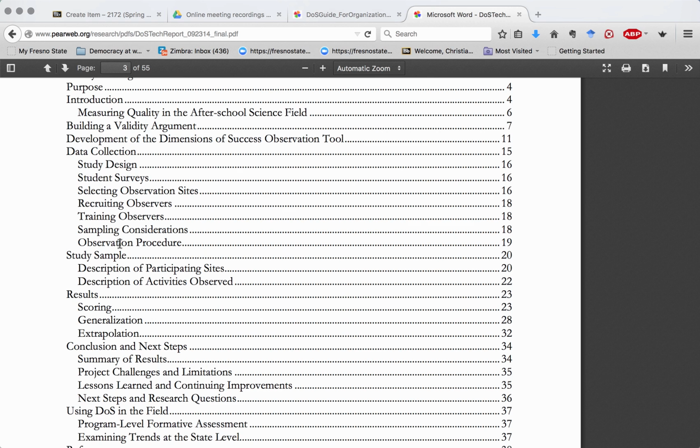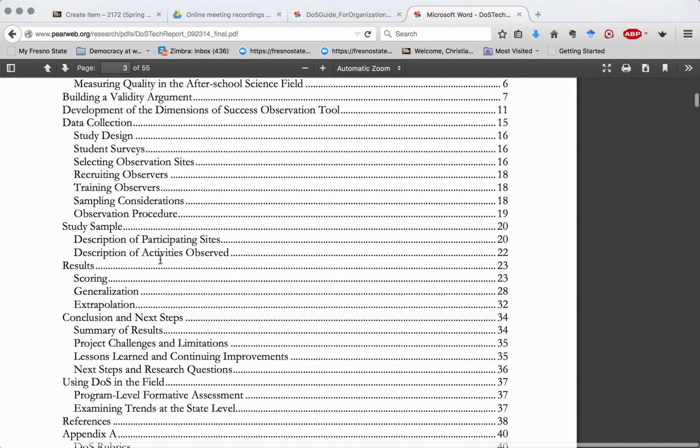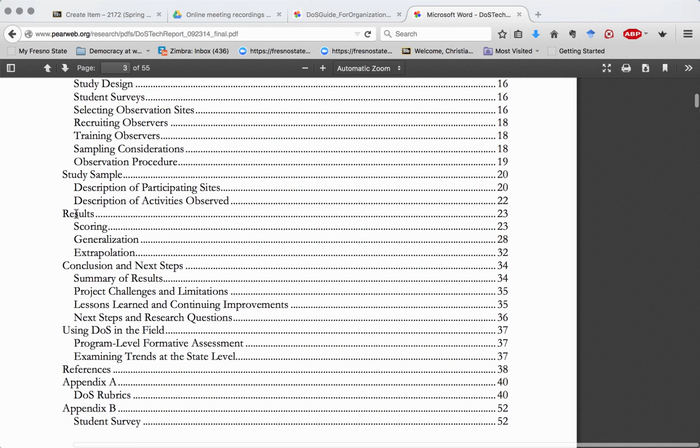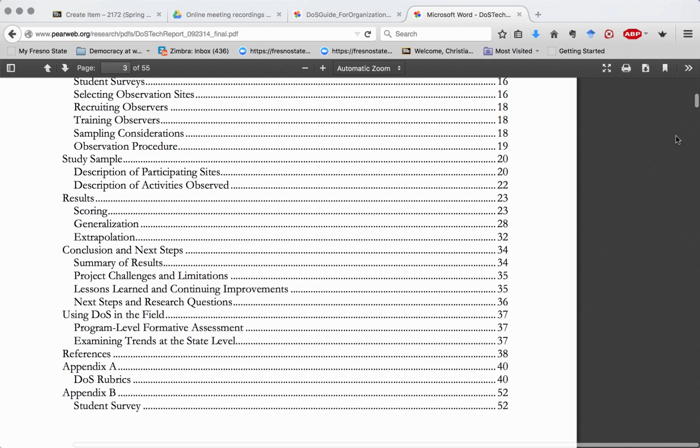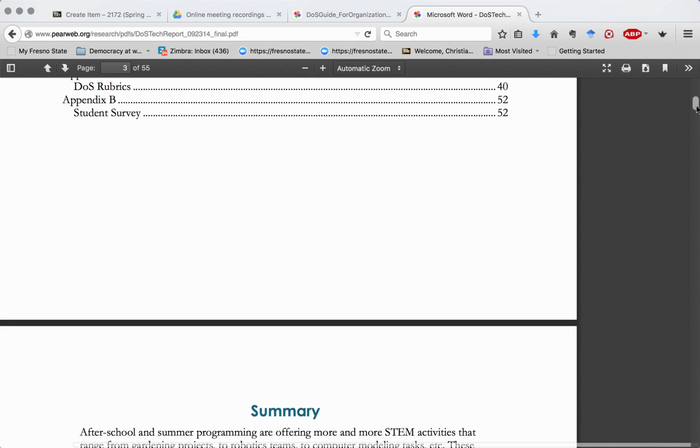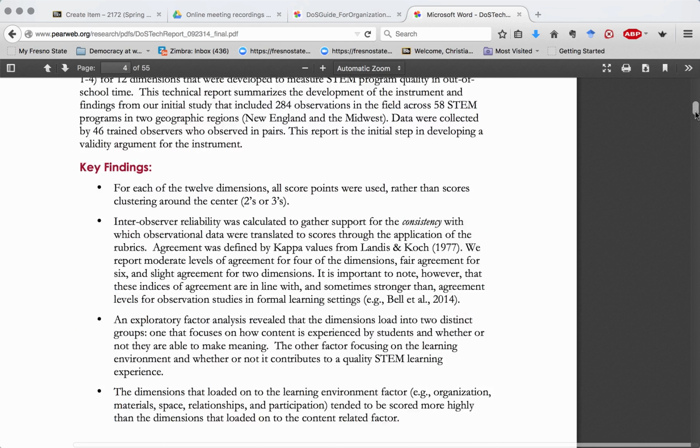One question would be, well, does this also work with Latino students, or does it matter if there's a lot of English learners in your sample? Those are the basic questions. Then to talk about scoring and generalization, and then they have this discussion about what they learned from this initial refinement and validation study.